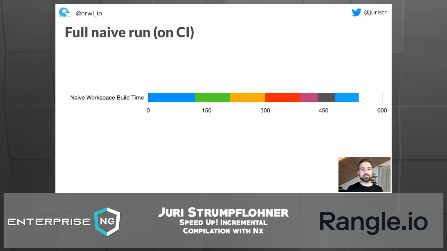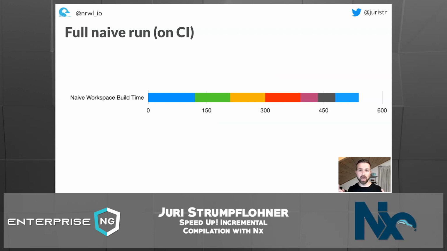So for instance, a naive run here, which is visualized by this timeline, you can see that one project follows after the other. The different colors represent different projects that have to be built. And obviously the time you have to spend on CI in this scenario is basically the total time of all the projects being built one after the other.